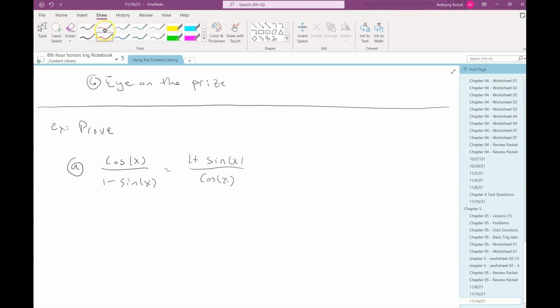All right, so here we have the identity cosine x over 1 minus sine x equals 1 plus sine x over cosine x. Which side appears to be the more complicated side? I'd say they're about the same, right? If you want to work on the right-hand side, I'm happy to do that, though. Let's do that.